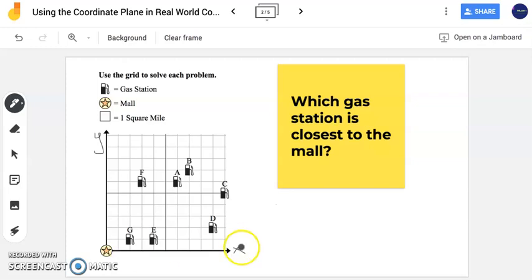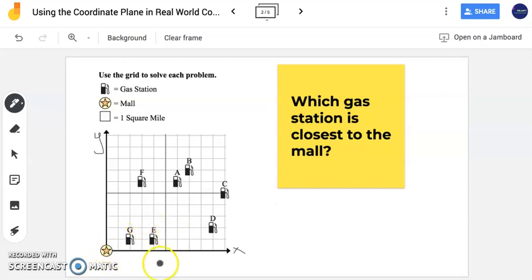So notice here, the first thing I did was actually label my x-axis and my y-axis to help me solve some of these problems today. The question here asks which gas station is closest to the mall. So notice on here, nowhere does it say the words mall, but by looking at the key, we know that this star right here, located on my origin, is the mall. Now, there are several gas stations here. We need to determine which one is the closest to the mall.